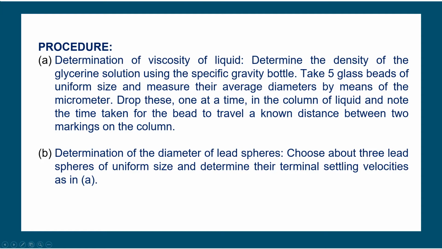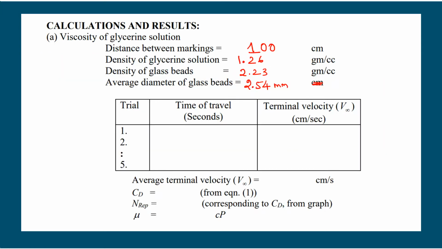In the second step, we will take some metallic spheres of uniform size and determine the terminal settling velocity as we did in procedure 1. We will observe the distance between the two green markings in the glass tube. That will be around 1 meter. Write it in terms of centimeters.